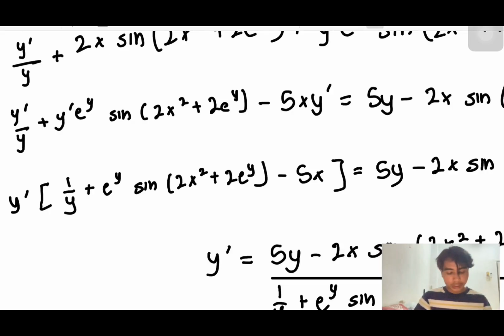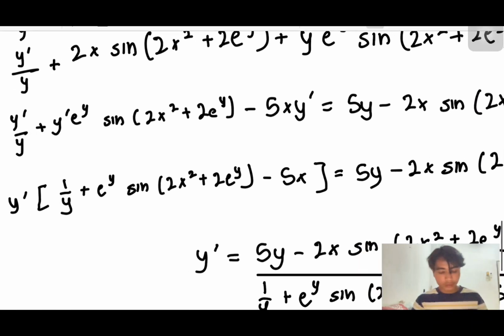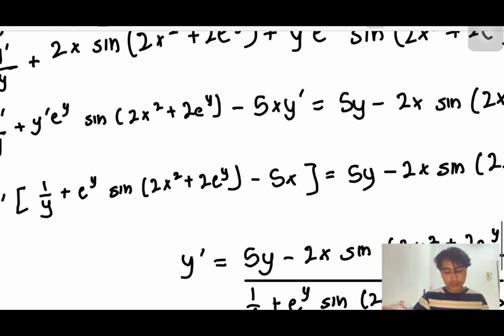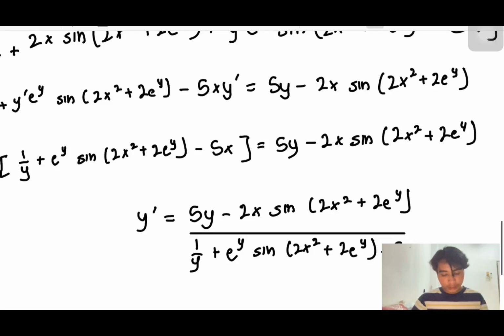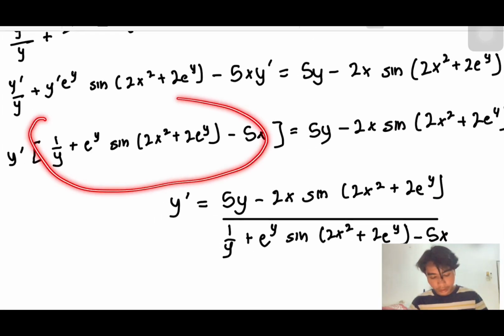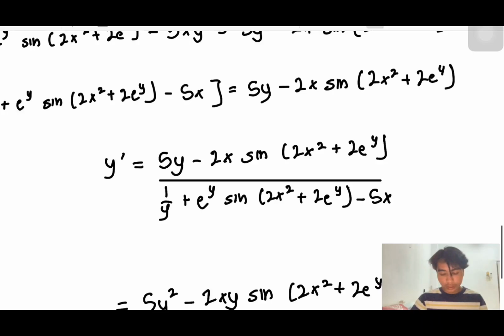So factorize, bring out the y prime, and we will get all the terms in the bracket. When you do factorization, make sure when you expand it, you will get the same as the previous equation. If you don't get it the same, which means you did the factorization wrongly. So last step is to bring all the terms in the bracket to the right side, and it's gonna be a division. So here we have the answer already.